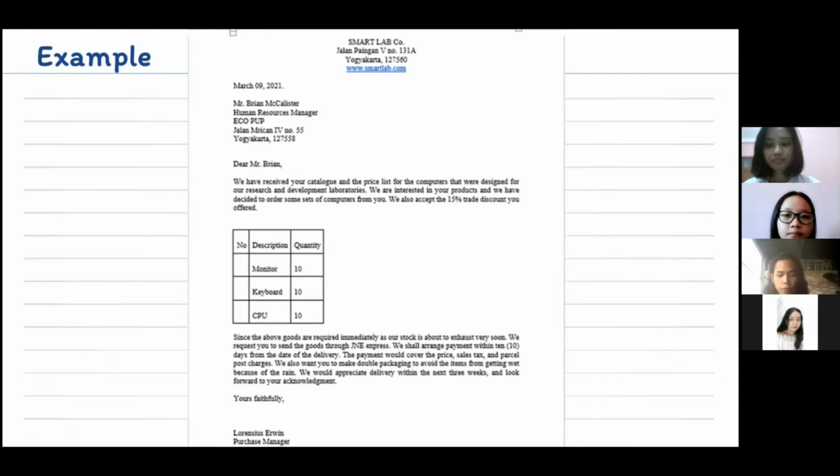In the next part, we can see that the sender orders from the seller 10 monitors, 10 keyboards, and 10 CPUs. Below the ordered goods, we can see the sender's request about how the seller sends the ordered goods, payment of the delivery, the details of the payments, and how the seller should pack the ordered goods to ensure the safety of the goods. And the last part, we have the closing and the signature of the sender.